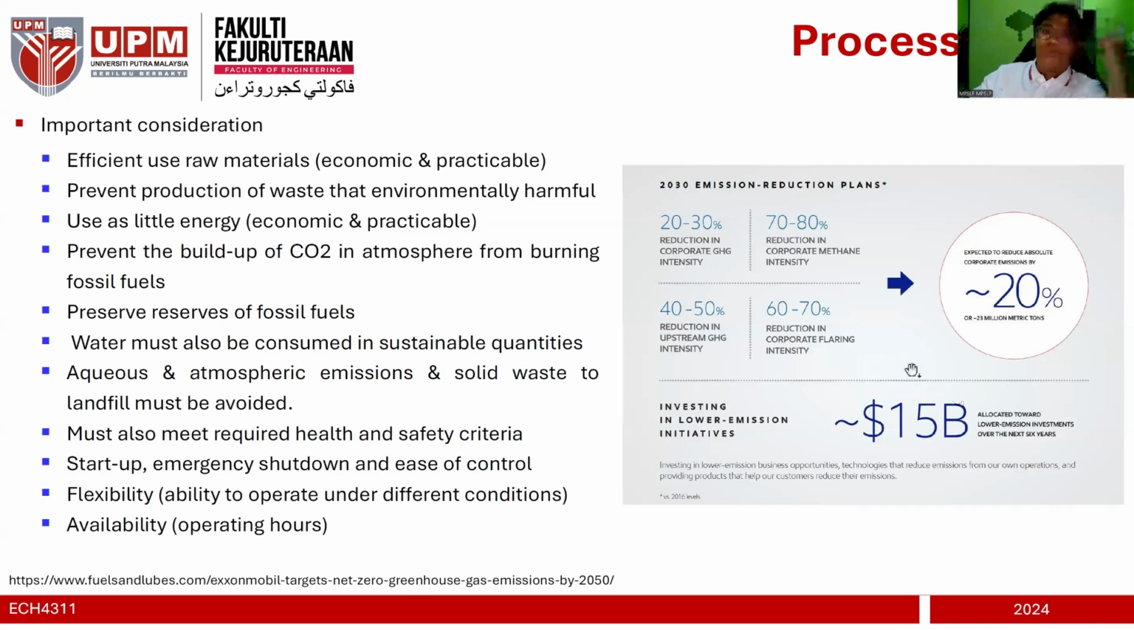These are good examples when it comes to preventing CO2 buildup in the atmosphere. I think I took this from the ExxonMobil website. They set a target of a 2030 CO2 emission reduction plan. So they want to try to achieve a 20 to 30% reduction in corporate GHG intensity and a reduction in corporate flaring intensity. Based on this, they will try to figure out a way to design their process, or maybe improve their process, so that it becomes better and reduces CO2 emission.